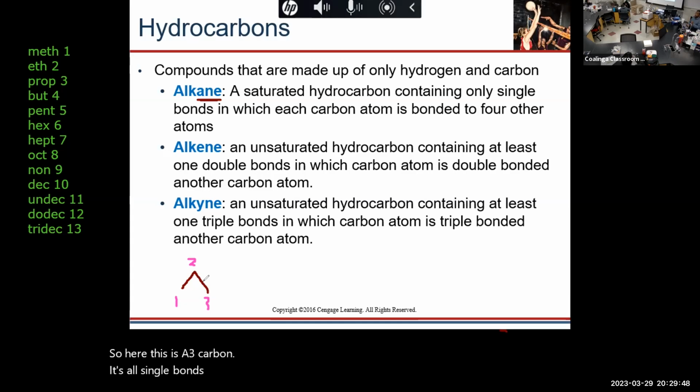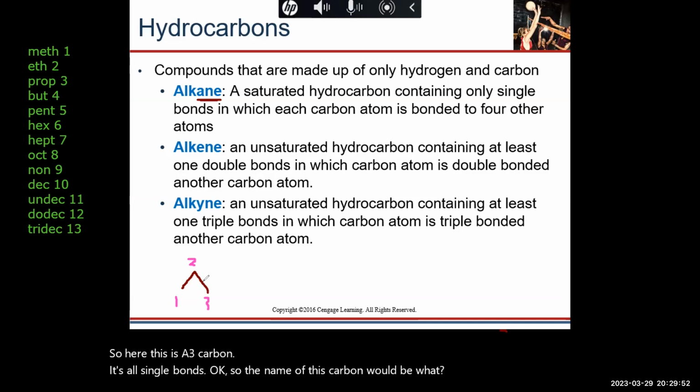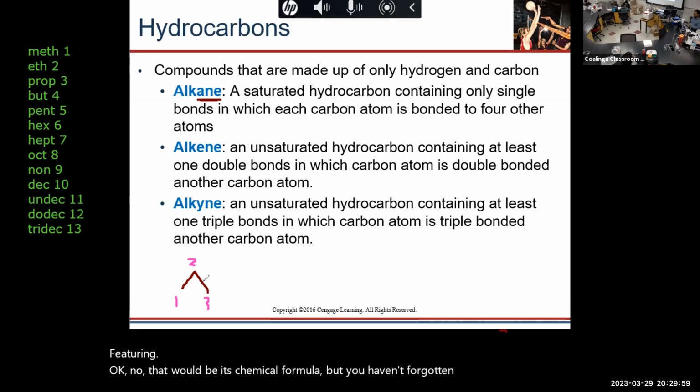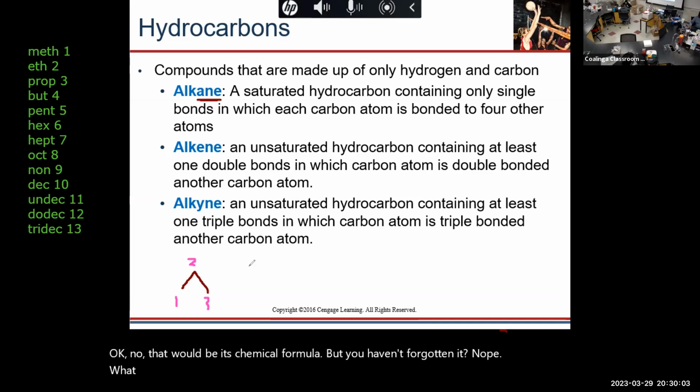Okay. So the name of this carbon would be what? C3. No, that would be its chemical formula, but you haven't forgotten it. Say the name. Very good. So the name of the carbon will be propane.